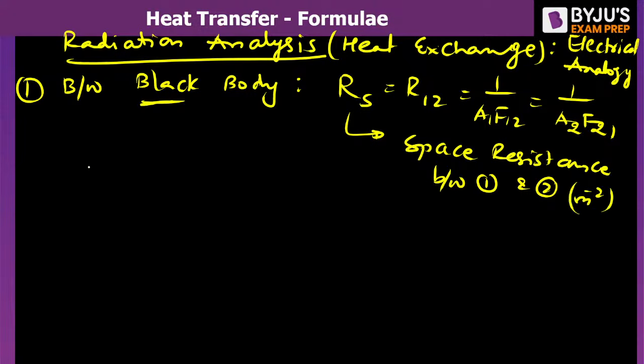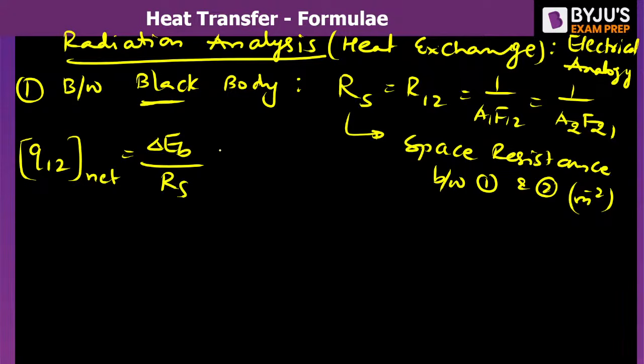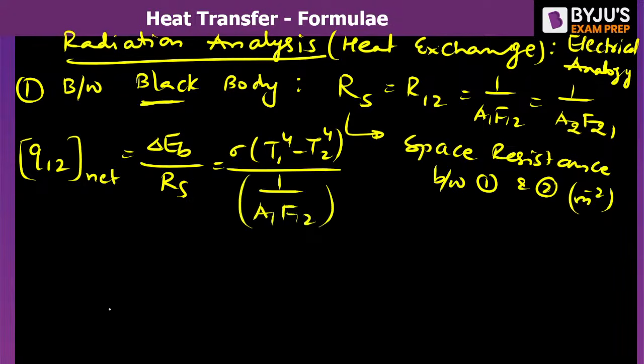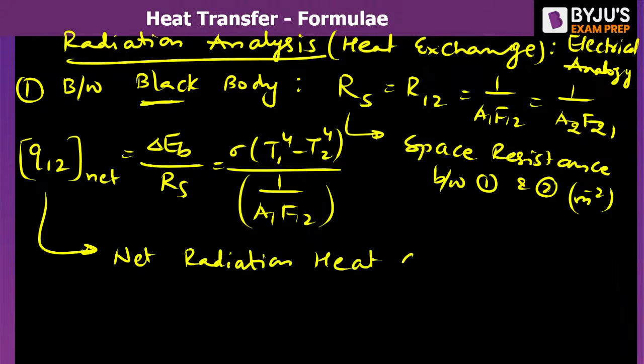So for the black bodies, we can say Q1 to 2 net is equal to delta EB upon RS. That is equal to sigma into T1 to the power 4 minus T2 to the power 4 upon 1 upon A1 F1 to 2. That is the formula for net radiation heat exchange between the black bodies.